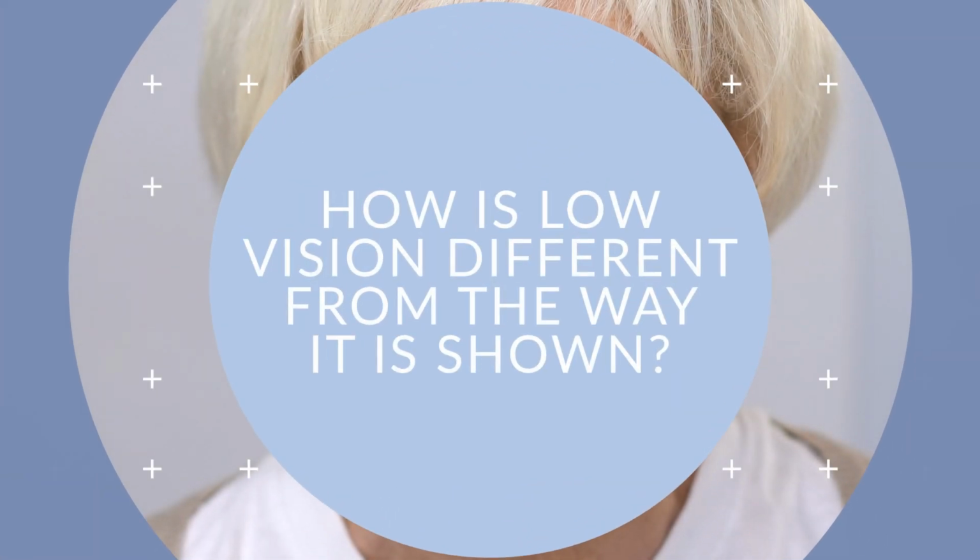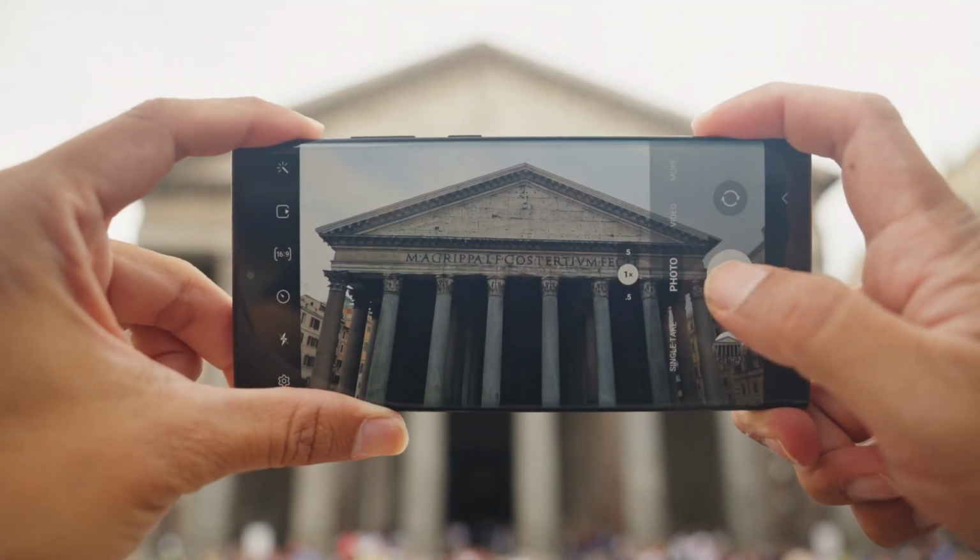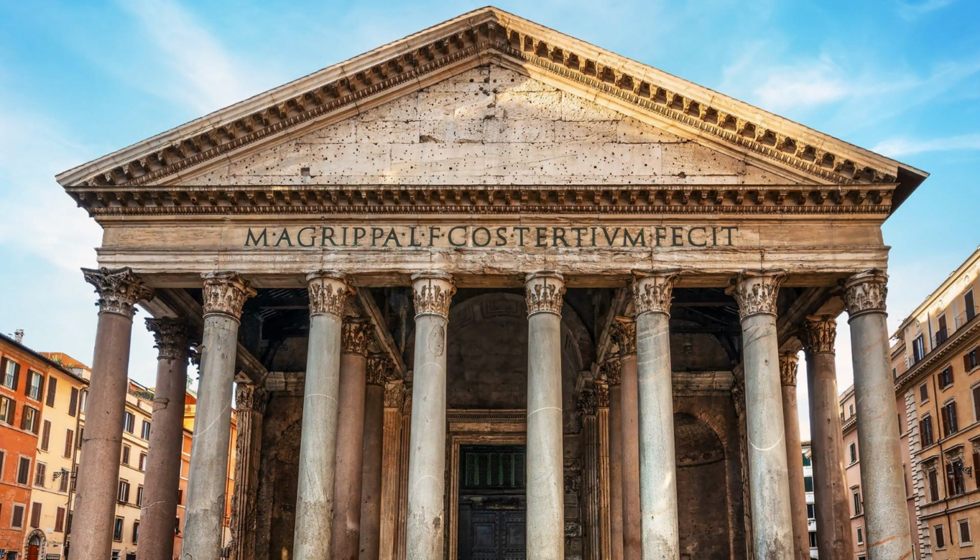How is low vision different from the way it is shown? If you look at images depicting things like macular degeneration, diabetic retinopathy, homonymous hemianopia, these images are extraordinarily misleading for two reasons. The first reason is that they take a filter of some sort and apply it to a photograph. Now, the resolution on a photograph or a television is edge-to-edge clarity. So in the top right, the top left, and the very center, the clarity on a TV or a photograph is all the same.